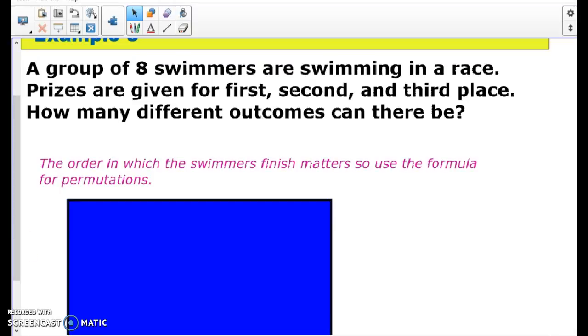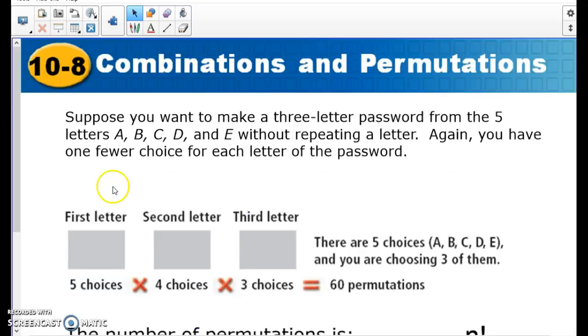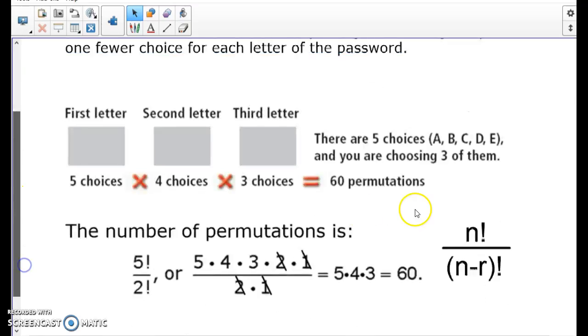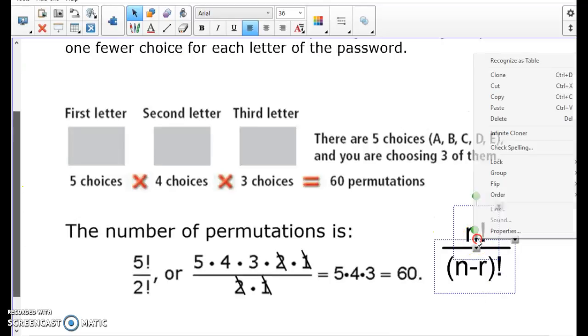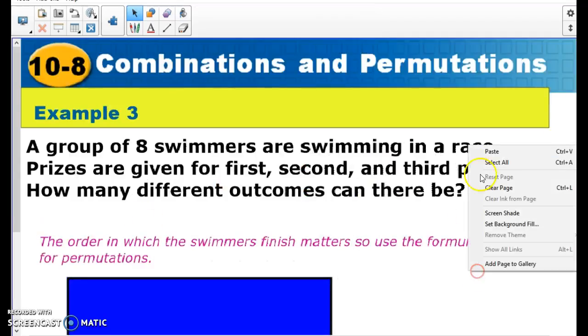So a group of 8 swimmers are swimming in a race. Prizes are given for first, second, and third. So we have like a gold, a silver, and a bronze. Order is going to matter for this. It's not just saying top 3 or something like that. We want to know who finishes first, second, and third. So remember, we're using this formula.